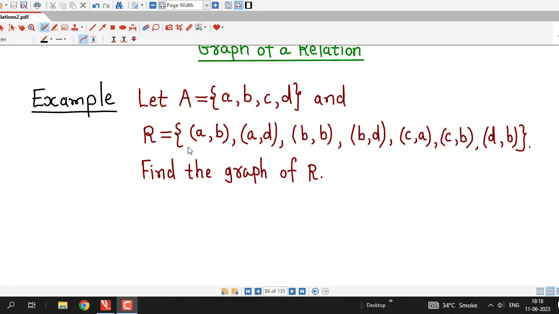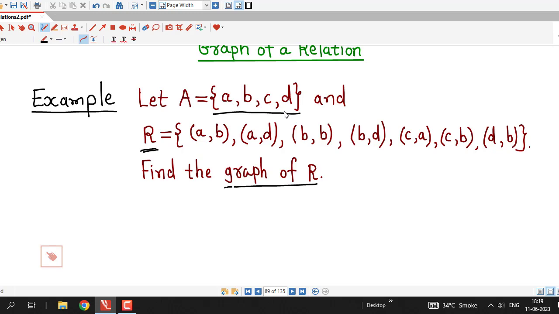So first we consider this example in which set A has 4 elements or members which are A, B, C, D, and we are given this relation R on this set A, and we are asked to find the graph of R, or we are asked to draw the graph of this relation on a set A having 4 elements.